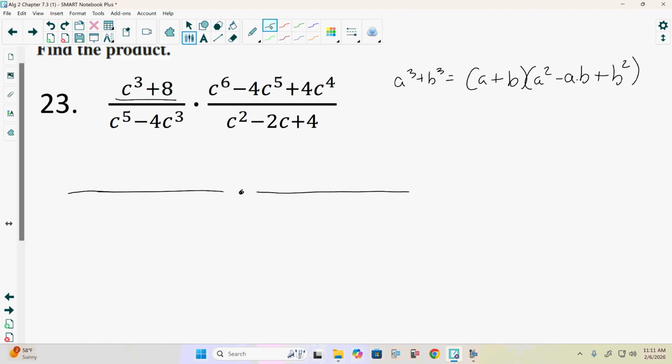Now, to get there, we'd see what times itself 3 times gives us a cubed, and that would be c. And what times itself 3 times gives us 8, which would be 2. So in the first set of parentheses, we'd have a plus b, so that'd be c plus 2. In the first spot, we have our a squared, so that'd be c, that whole term squared, minus a times b, so c times 2, plus b squared, which would be 2 squared.